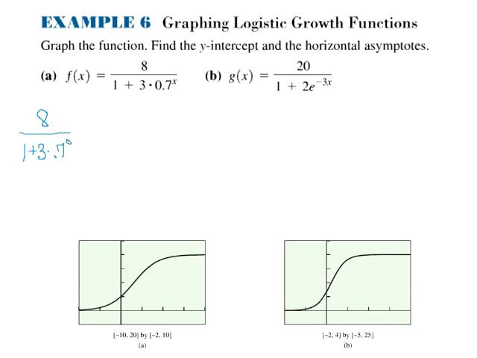All right, order of operations comes into play. We need to do 0.7 to the 0 power. What is 0.7 to the 0 power? Just a 1. So technically, that gives you an 8 over 1 plus 3 times 1, which is just a 3. And then 1 plus 3 is 4. 8 divided by 4 is 2. All right, so the y-intercept is going to be 0. When x is 0, y is 2.